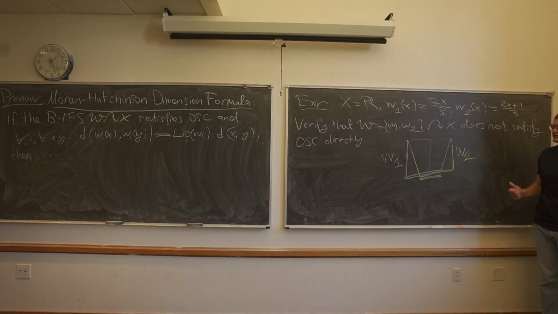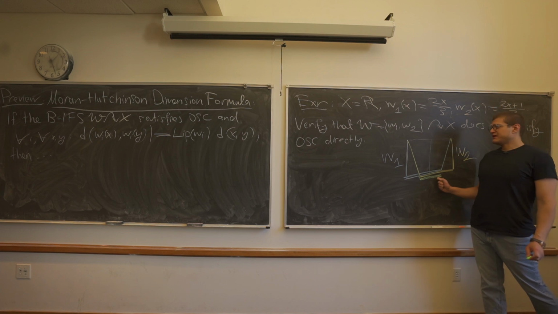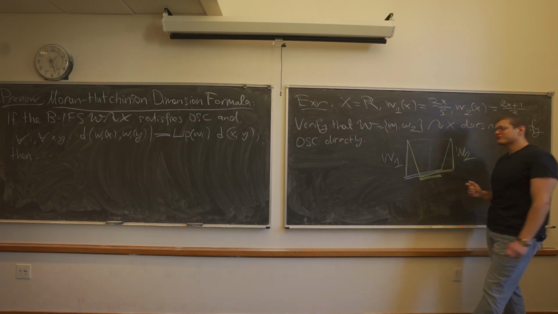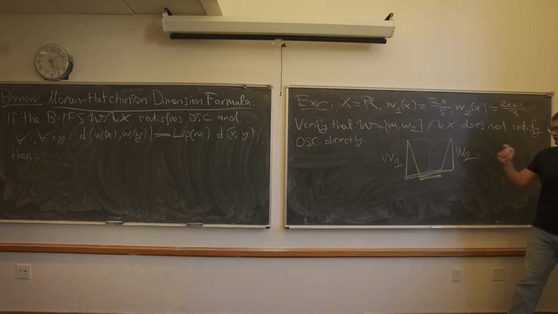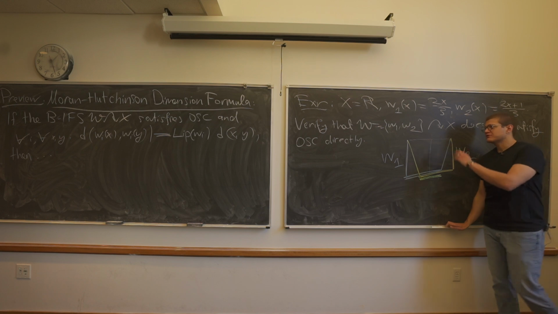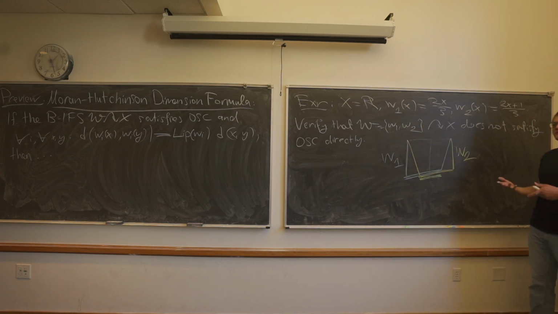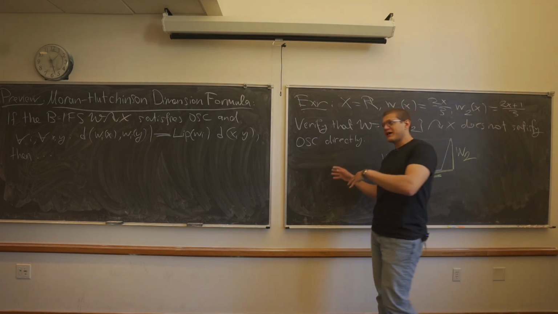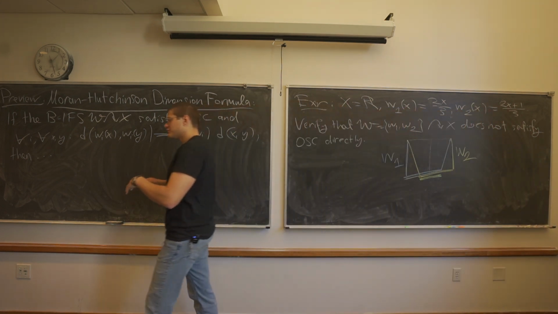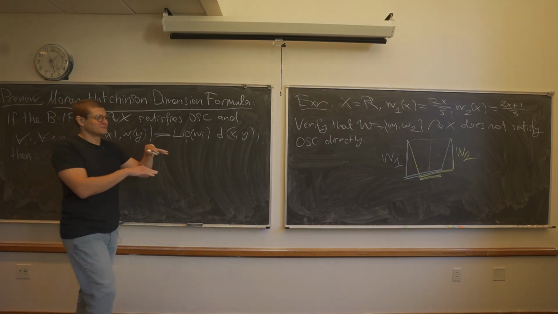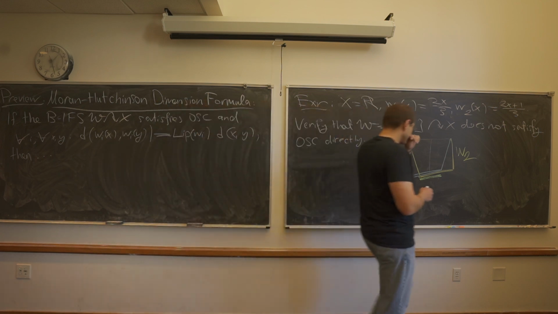Now, I gave this as an example of a B-IFS that doesn't satisfy the open set condition, but verifying that it does not, in fact, satisfy the open set condition is not that straightforward. So I would highly recommend this exercise. For the open set condition, you need one open set that satisfies these things. So in order for the open set condition to not be satisfied, you need to show that there is no open set that satisfies both of them. So it's not that straightforward.